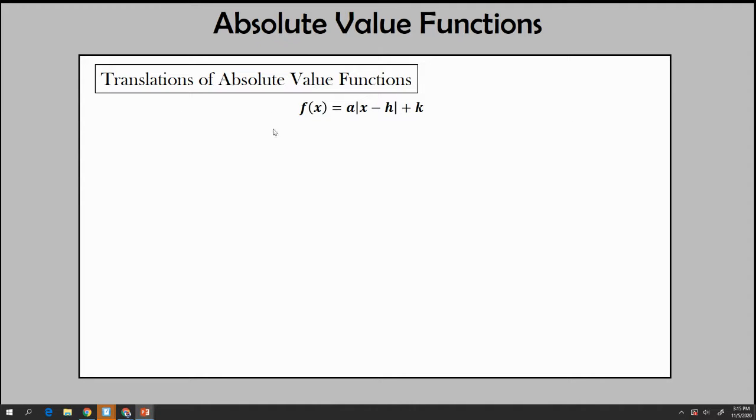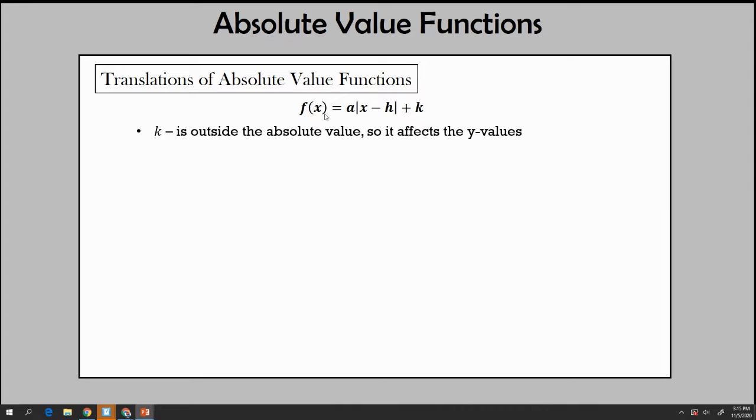Now, let's analyze all of the things that can occur to our absolute value function and how it affects it. There's three different things that can happen. I can multiply the absolute value by a number, which we call A. We can add or subtract a number inside the absolute value from X. That's what we call the H. And then we can add a number or subtract a number outside of that, which is what we call the K. Each one of these has a characteristic that it applies to the graph.